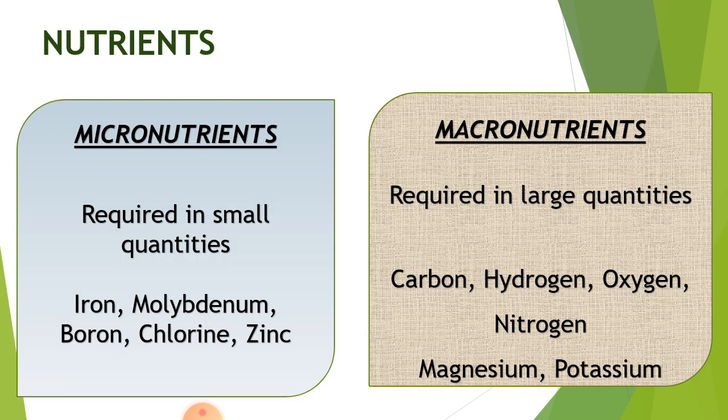Nutrients are categorized into two, which are micronutrients and macronutrients. Micro means small, so micronutrients are required in small quantities for the plants. Examples are iron, molybdenum, boron, chlorine and zinc. Macronutrients are required in large quantities for the plant's growth. They include carbon, hydrogen, oxygen, nitrogen, magnesium and potassium.